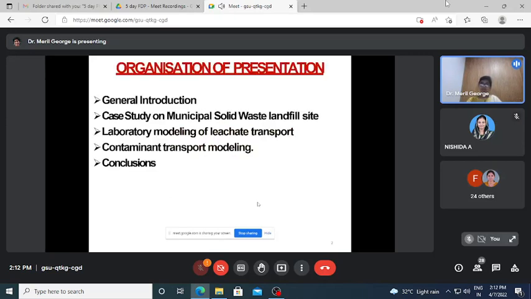So this is the organization of my presentation. I'll give a general introduction about the project and its relevance nowadays, and then I'll explain the case study I have conducted, then laboratory experiment modeling. Last one is the contaminant transport modeling.